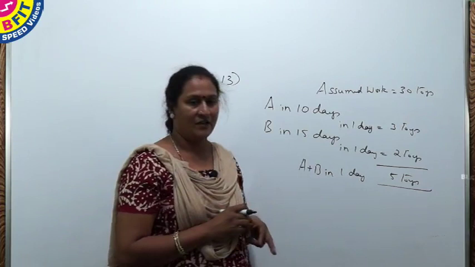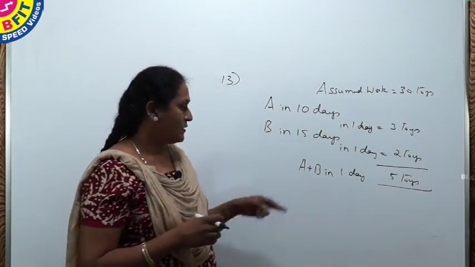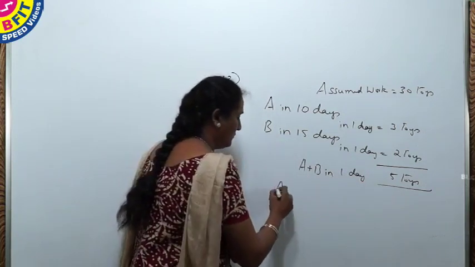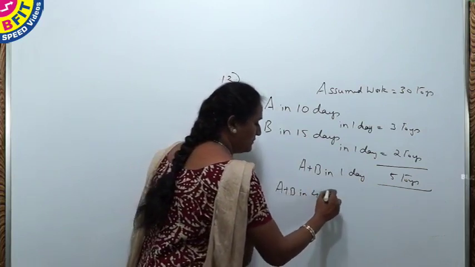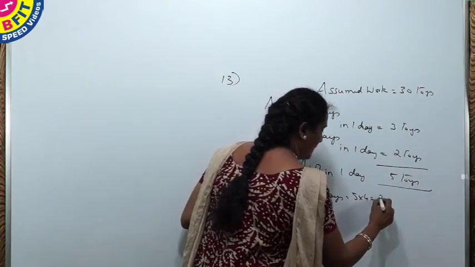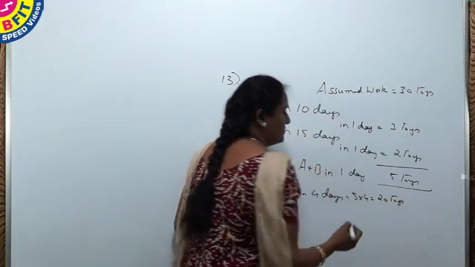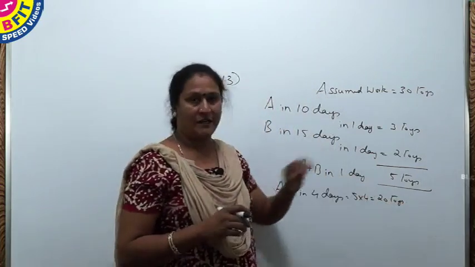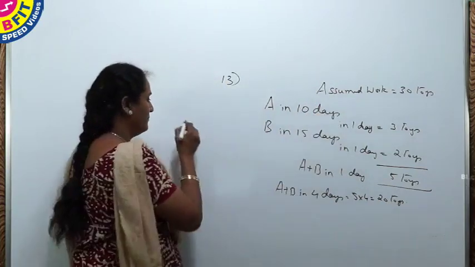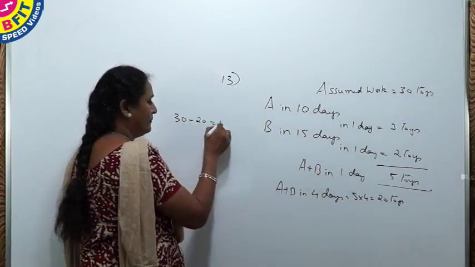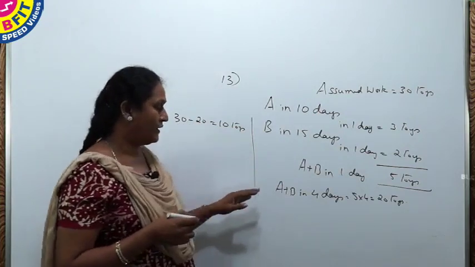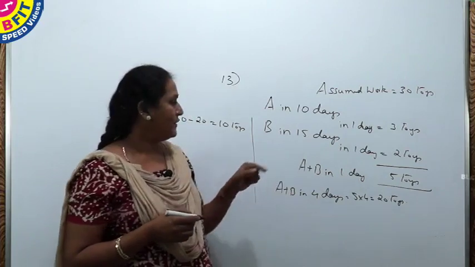So both start the work and after 4 days A leaves. When both work together, they can make 5 toys per day. So both are working for 4 days. In 4 days they would have done 5 into 4, 20 toys. As both have done 20 toys after 4 days, 30 minus 20, 10 toys remain. So now the work is 10 toys. At this point, A leaves the job and B is completing the remaining work.